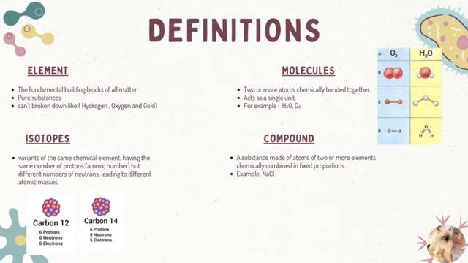Next, isotope. Isotopes are atoms of the same element that have the same number of protons, but different numbers of neutrons. They have similar chemical properties but different mass. For example, carbon-12 and carbon-14 are isotopes of carbon.